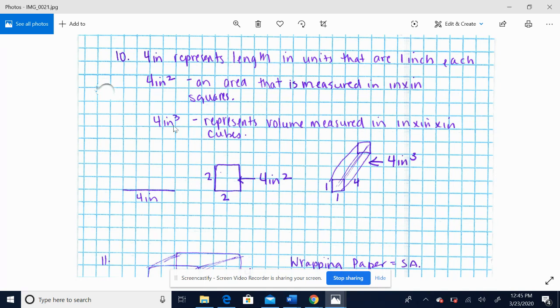Okay, 4 inches cubed represents volume measured in inches times inches times inches. So now we're talking about volume that can be held. This is cubic inches. So this would be a 3-dimensional object, which is a prism here. It's a rectangular prism. Sometimes we call these a box with elementary kids. It's a 1 by 1 by 4. So 1 tall, 1 wide, but 4 long, which would give us 4 cubic inches that would be held inside of that particular shape.